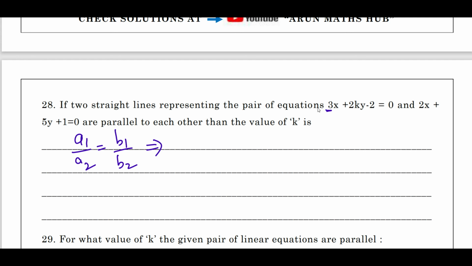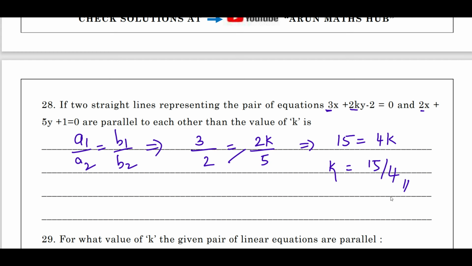What is a1? a1 is 3. What is a2? a2 is 2. b1 is 2k divided by b2, which is 5. Now cross multiply. 5 into 3 is 15 equals 2 into 2 is 4k. Now k equals 15 by 4. Very simple, and a 1 mark question.